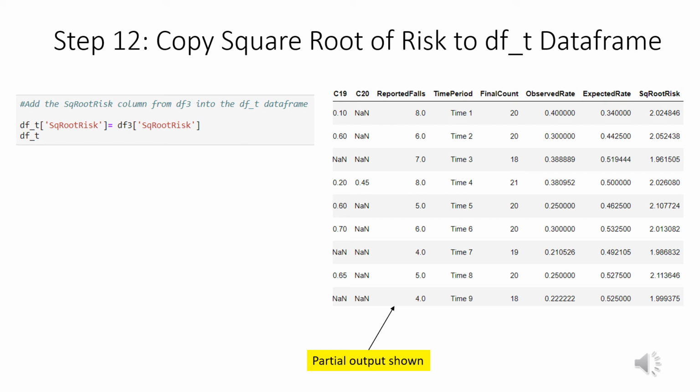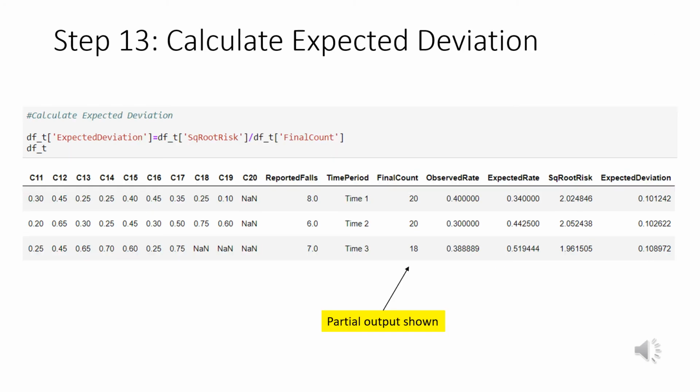In this step, you need to add the square root of risk column from the df3 data frame into the df_t data frame. The expected deviation can then be calculated by dividing the square root of risk by the final count.